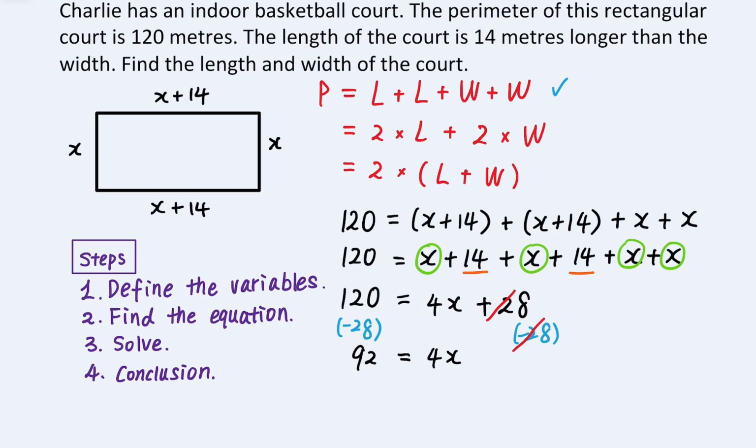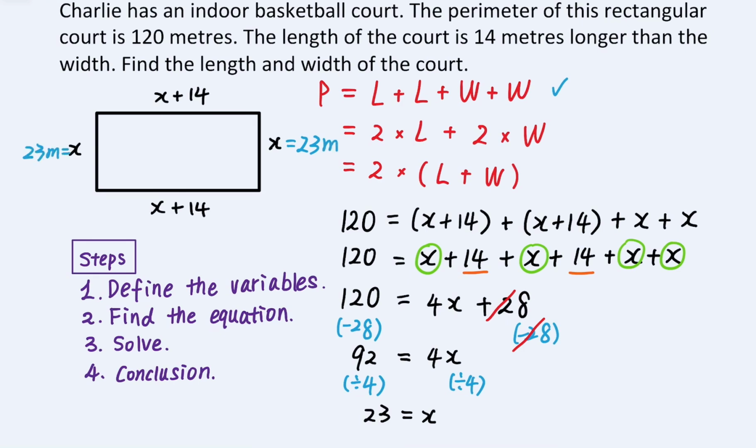To find x by itself, I'm going to divide both sides by 4. So 92 divided by 4 equals 23, and 4x divided by 4 equals x. So I found my x value, and x is equal to 23. So that means the width is equal to 23 meters.